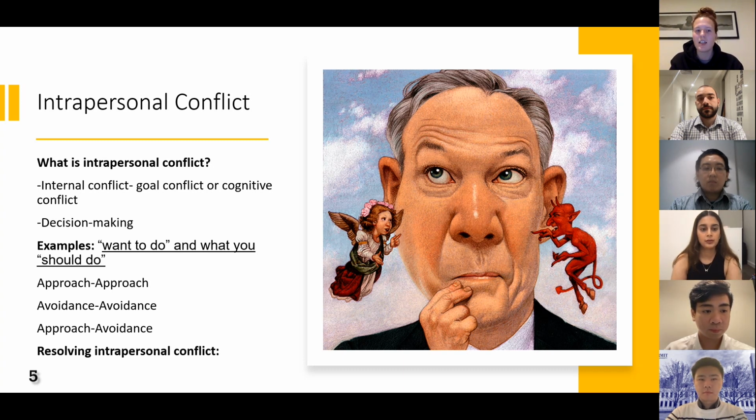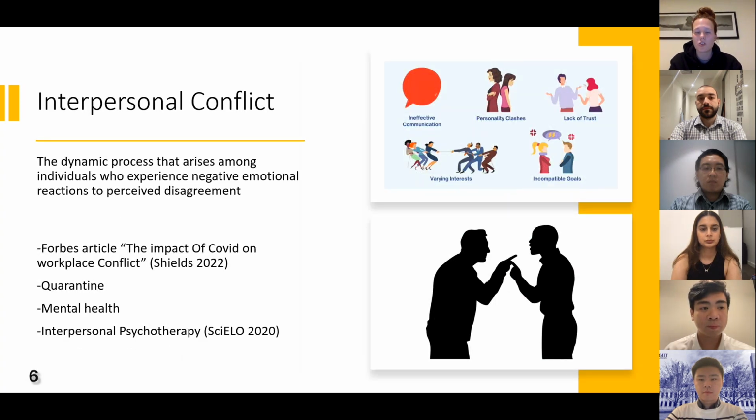Moving on to the next slide, I'll be talking about interpersonal conflict. So this is conflict between two individuals, the dynamic process that arises among individuals who experience negative emotional reactions to perceived disagreement. There was a Forbes article that described it quite well, the impact of COVID on workplace conflict. Within COVID, there was a lot of distress for everybody, and with heightened stress, there's always a heightened likelihood of conflict arising because everybody's a little on edge. For example, in quarantine, I feel like we can all relate. When you were at home with your family 24 hours of the day, there's bound to be some conflict there.